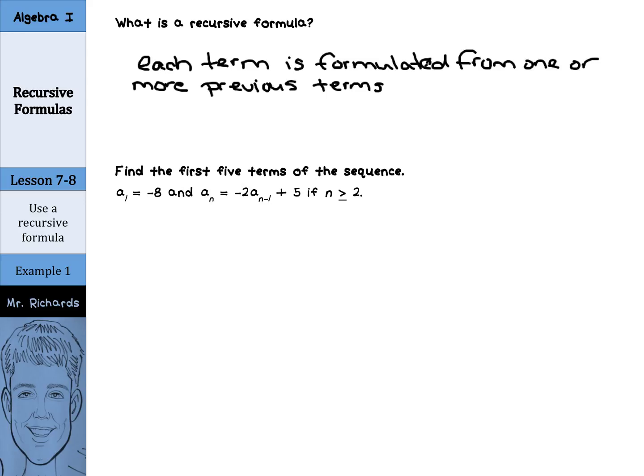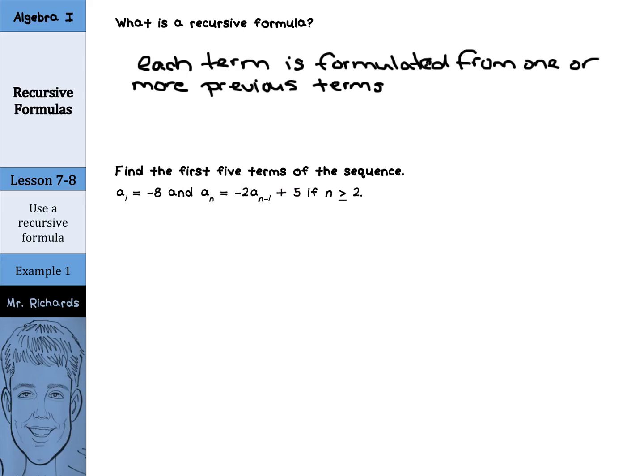So when we're asked, find the first 5 terms of the sequence, let's break this down. A1 equals -8. This A with the 1 means this is our first term. So our first term is -8. Now for our formula, any term an equals -2 times an minus 1. This means the previous term. So -2 times the previous term plus 5.